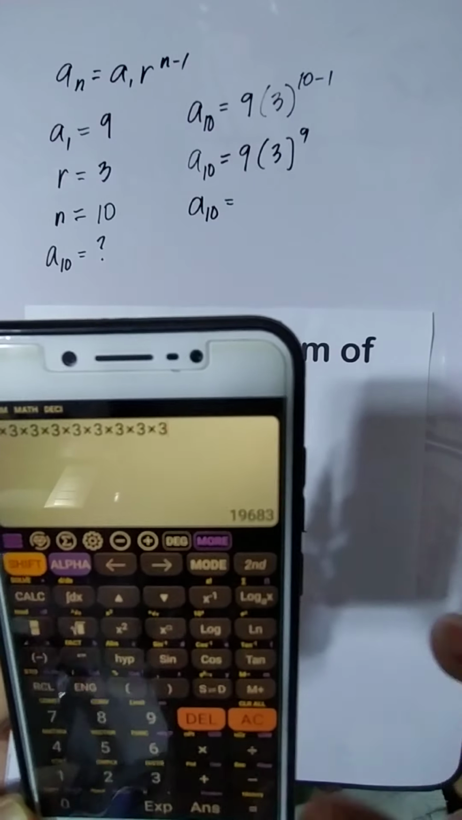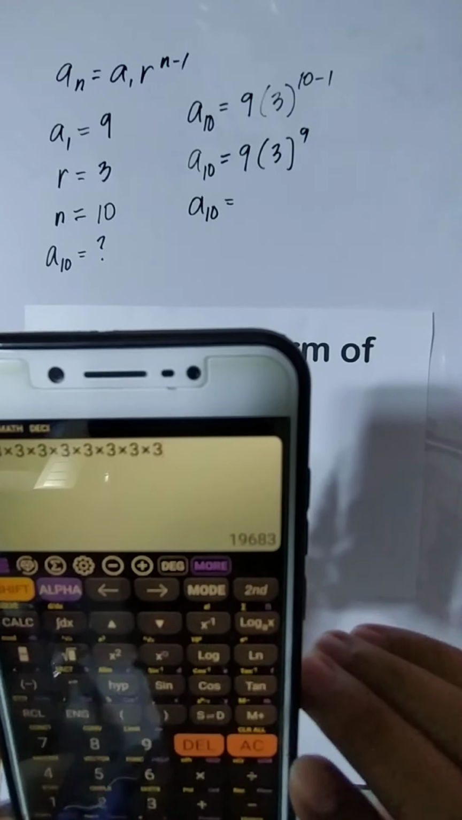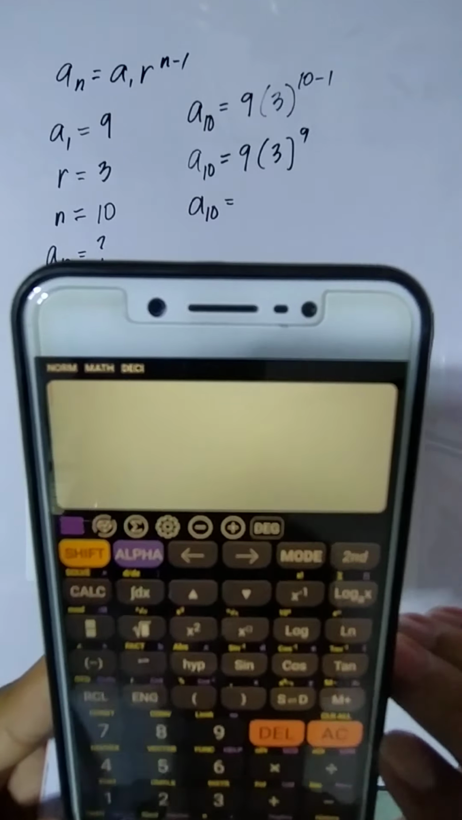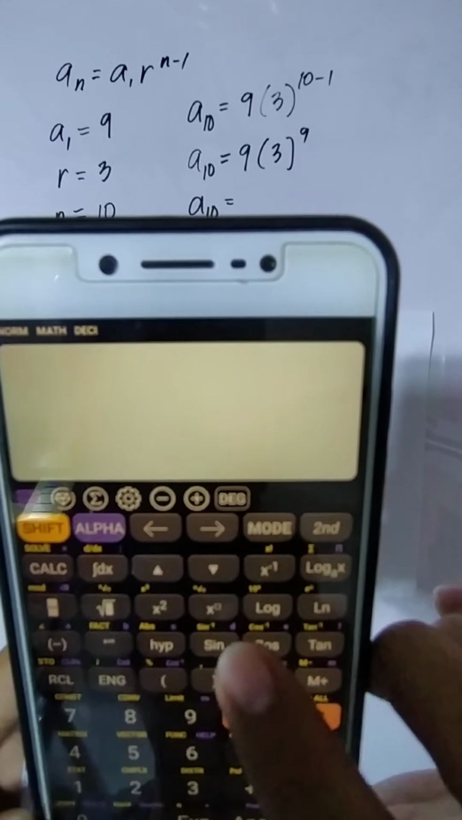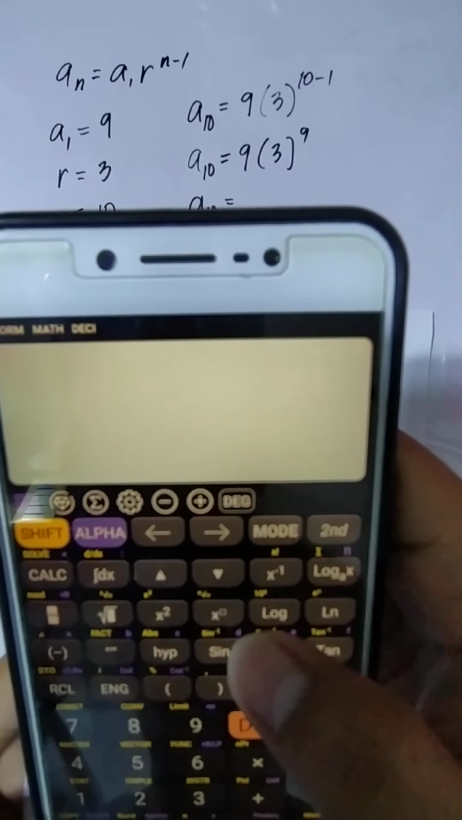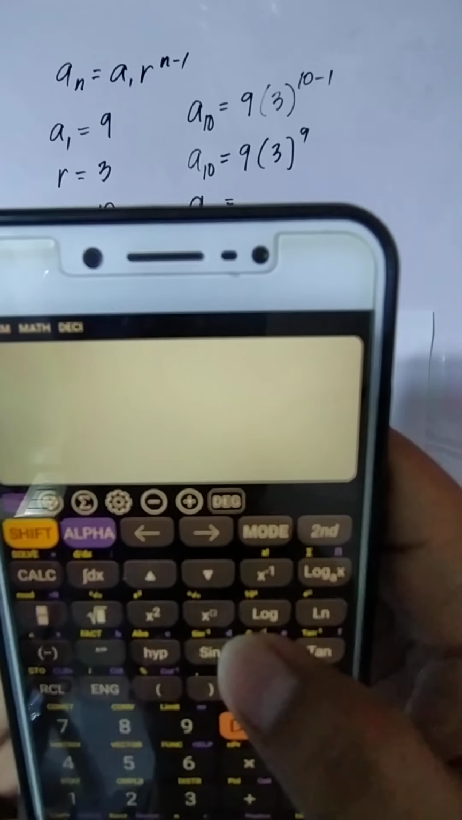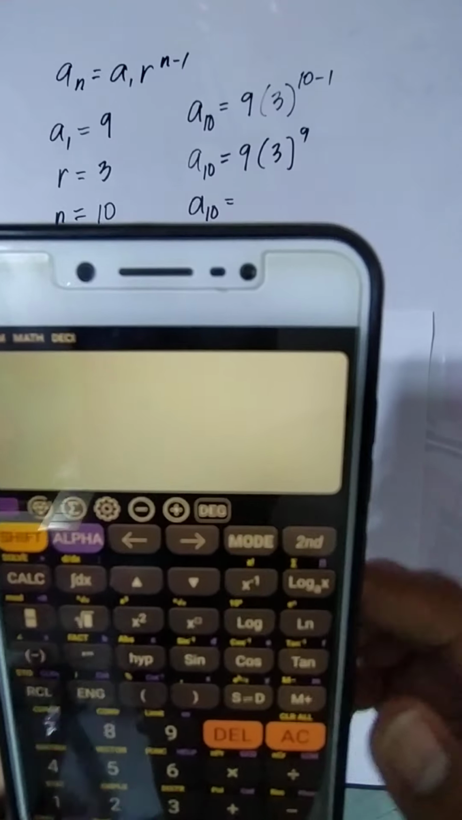Ngayon, using the function in the scientific calculator, paano naman yung shortcut? So, pag malaki ang exponent, hahanapin lang natin yung function na to. Yung x raised to box. Kalimitan sa ibang calculator, that is x raised to y. So, paano siya ginagamit? So, ganito lang.